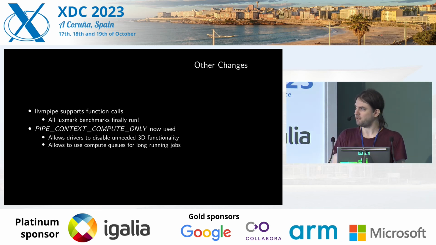I'm also now using the pipe context flag compute only. There were some Radeon SI related problems we had to figure out, so that's fixed. This will allow drivers to disable certain 3D related functionality inside their context, which they don't have to do anymore. And it might also allow some drivers to queue the compute jobs in a different way, so we can actually have long running compute jobs, because otherwise graphics drivers usually say, okay, if it runs for more than half a second, then we just kill the jobs. And that's not great for any compute related work.